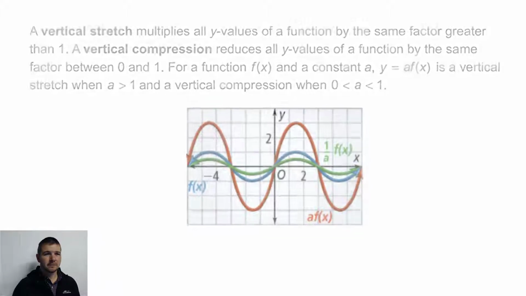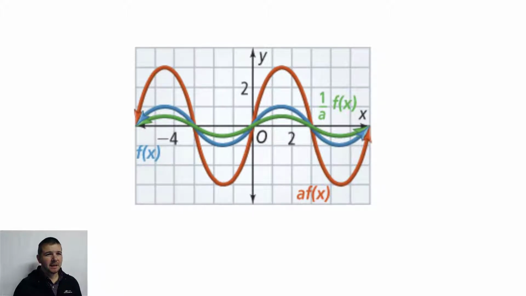less than 1. Here we can see a graph. Take note of the original function in blue, f of x. Moving to the reddish-orange function, that would be a times f of x if a were greater than 1, so a vertical stretch. And our green graph shown here is 1 over a times f of x, so a fraction, presumably between 0 and 1, resulting in a vertical compression.